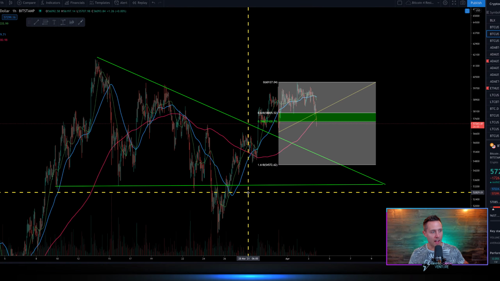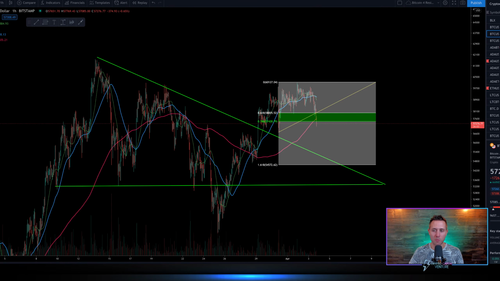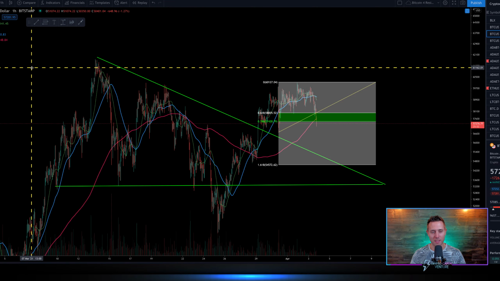So I wanted to do an update as Bitcoin was making a move to the downside. I know altcoins are probably moving to the downside as well. I know a lot of people are probably freaking out a little bit out there, but it's just something that happens all the time.